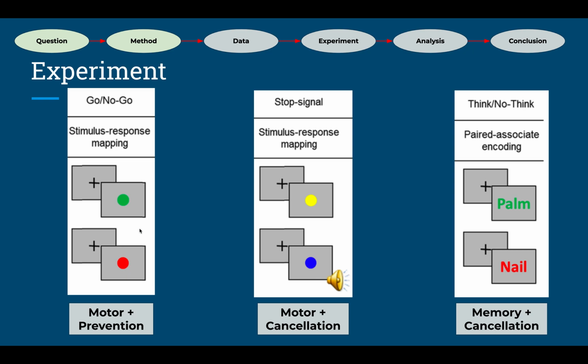The first task, go no-go: the user is presented with a visual stimulus and asked to perform a motor task such as pressing the button when they see a green circle, and not to perform any task if they see a red circle.